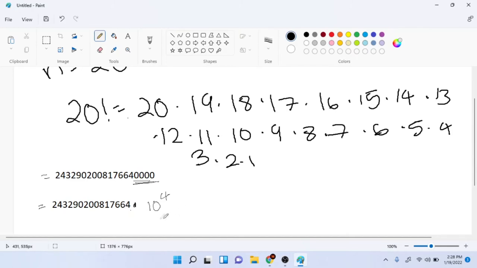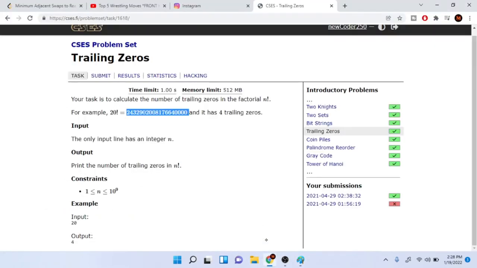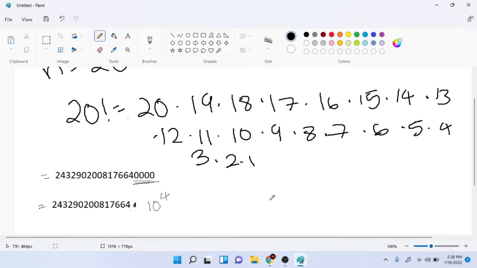So what we're trying to find is the number of tens we could divide out after we calculate the factorial. Remember, 20 factorial is equal to this giant number that they gave us. We just need to find how many times we can divide by 10 to get 4. To do that, note that 10 is basically just 2 times 5. So 10 is 2 times 5.